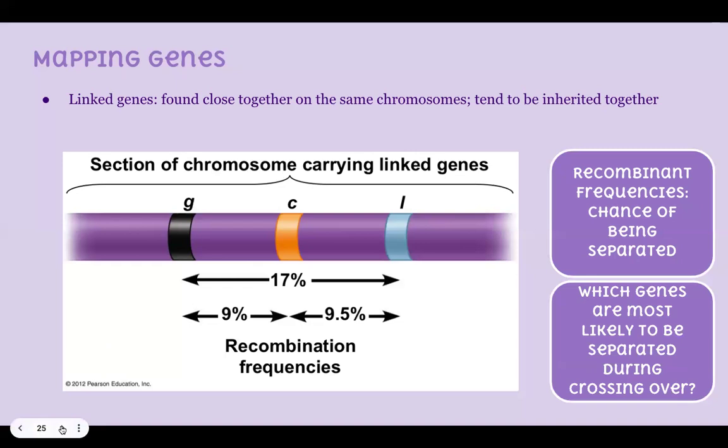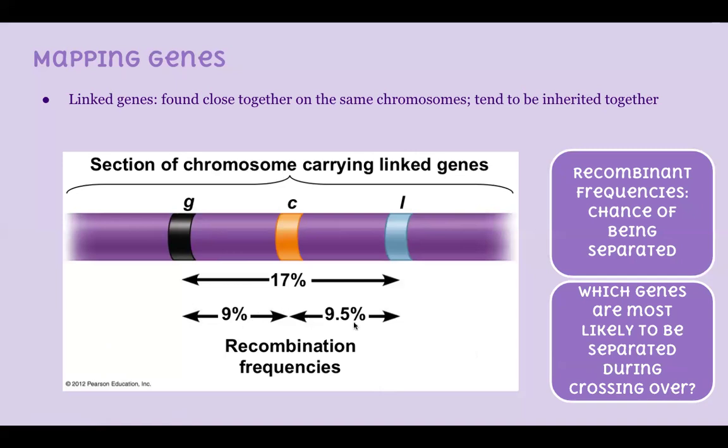Okay, so let's answer this question. Which genes are most likely to be separated during crossing over? It should be the ones with the highest recombinant frequency, the two genes that are farthest apart, so G and L. It is still possible for G and C, and C and L, to be separated. It is just less likely.